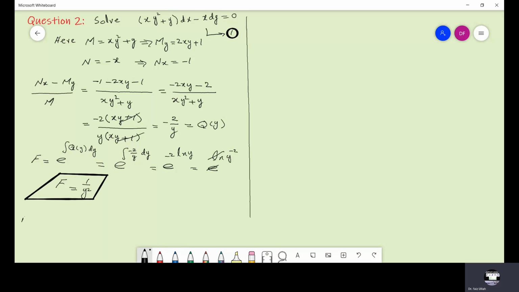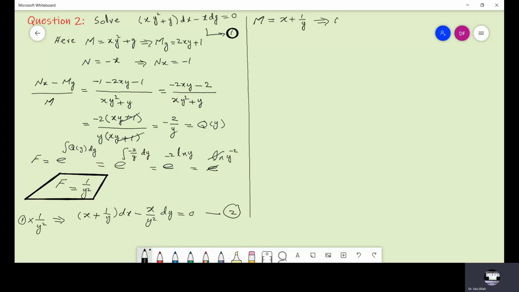Let us multiply equation 1 with this integrating factor, so it will become an exact differential equation. So we have x plus 1 over y dx minus x divided by y square dy is equal to 0. Now equation 2 will be automatically an exact differential equation. Let us check that. Here m is the coefficient of dx, which is equal to x plus 1 over y.